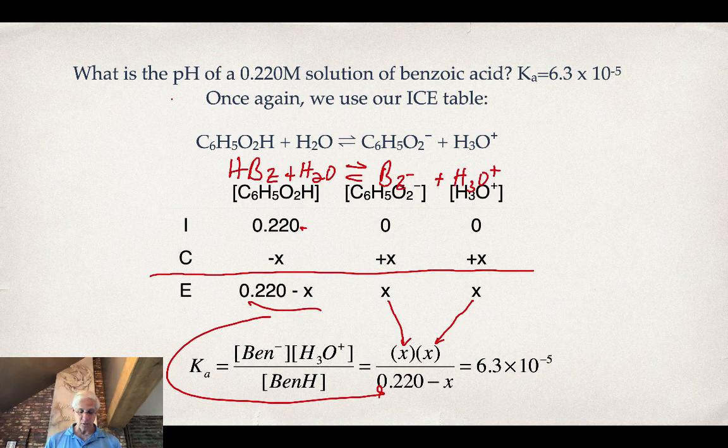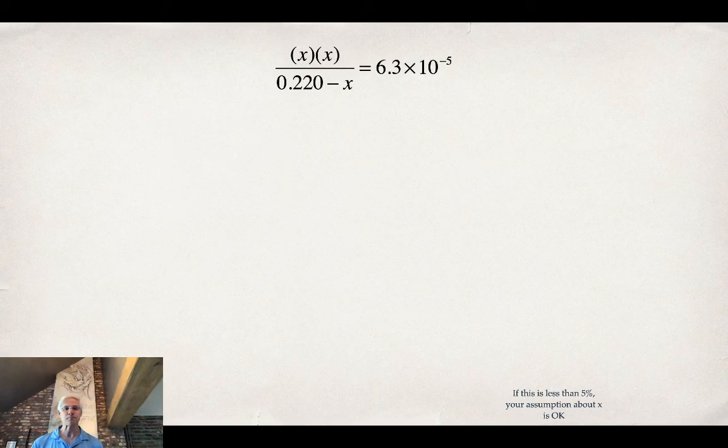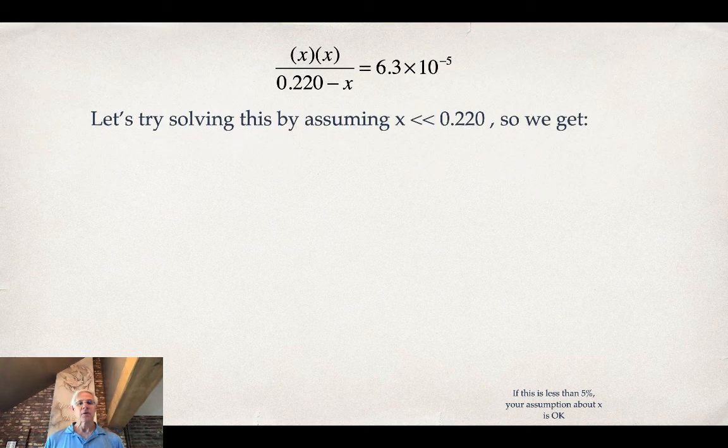And that equation has to be equal to the Ka, 6.3 times 10 to the minus 5. Let's take that value over to the next slide here. Okay, ignore that little thing down at the bottom there. That shouldn't have popped up yet. That's all right. We'll ignore it for now. So we have our x times x over 0.220 minus x.